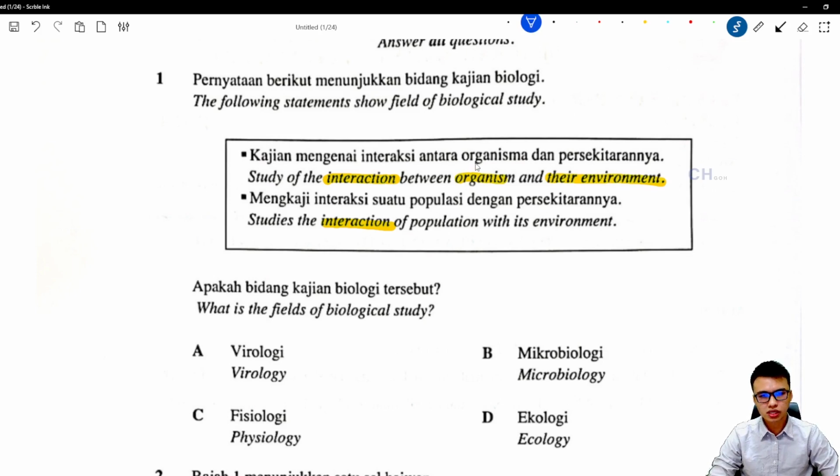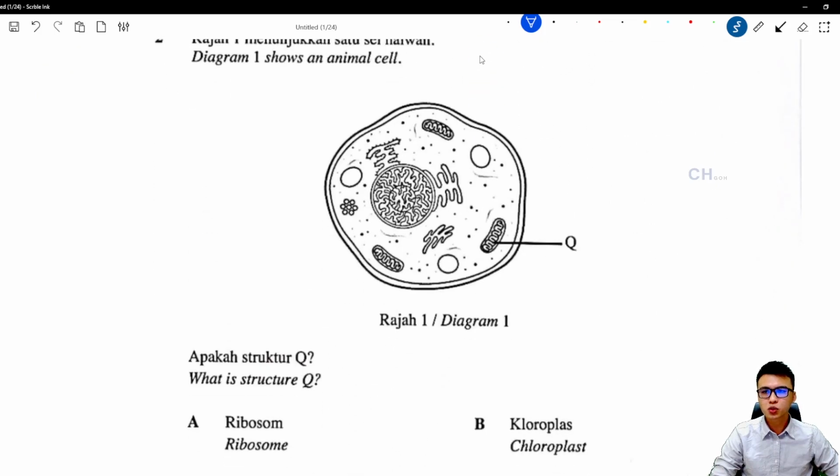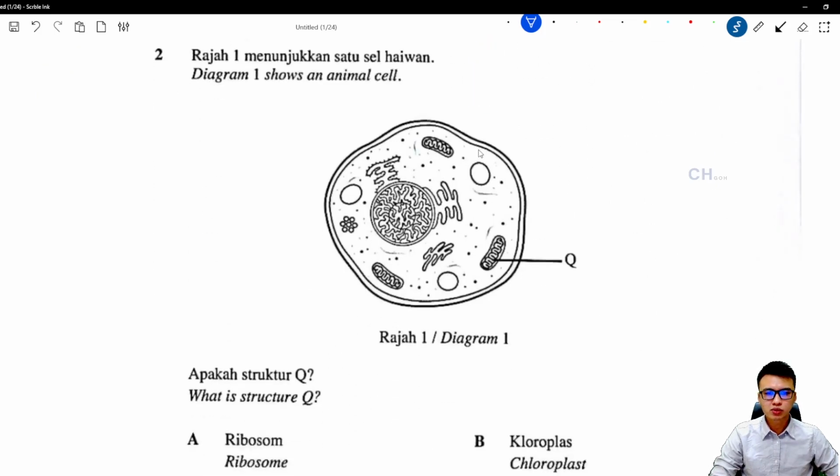The organism is the biotic factor and the environment will be the abiotic factor. When we're talking about the interaction between the abiotic and biotic, this will be our ecology. The biological study will be ecology. Now, next question.